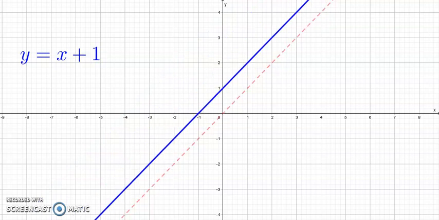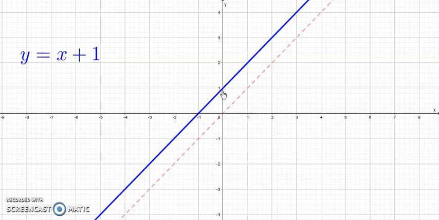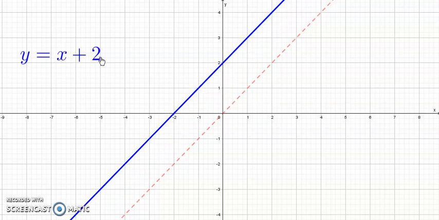And with straight lines in particular, this number is useful because it quickly tells us where the graph is cutting the y-axis. So when the graph hasn't moved at all, so y is equal to x, it cuts the y-axis at 0. So the moment we start moving the graph up or down, that then tells us where the new y-intercept is going to be. So if I move it up by 1 unit, then the new y-intercept is now going to be 1 because it's moved 1 up from there. And if I change it to 2, so y is equal to x plus 2, the y-intercept is going to be 2, and so it goes.